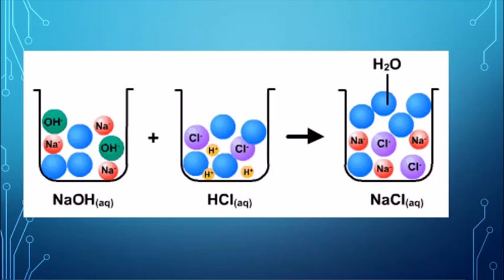Here if we see an example, NaOH, that is sodium hydroxide, is there. So here we have NaOH, this is a base. So we have Na plus and OH minus. Then we have HCl, that is hydrochloric acid. So we have H plus and Cl minus. These are the water molecules which are here. Now when you combine these two together, you get NaCl.